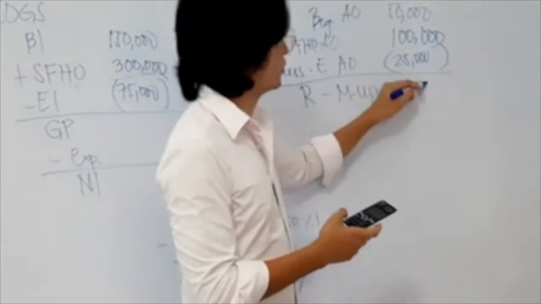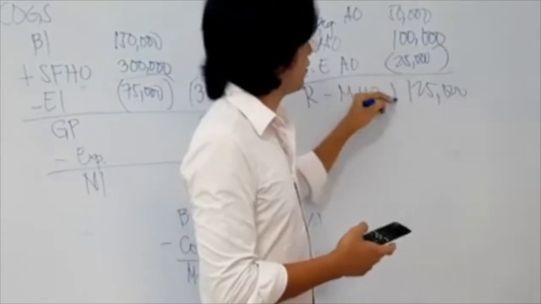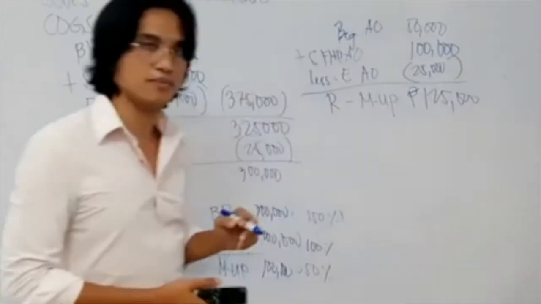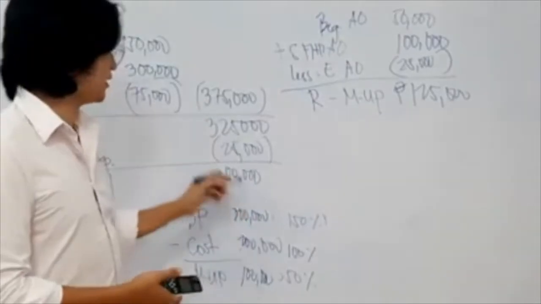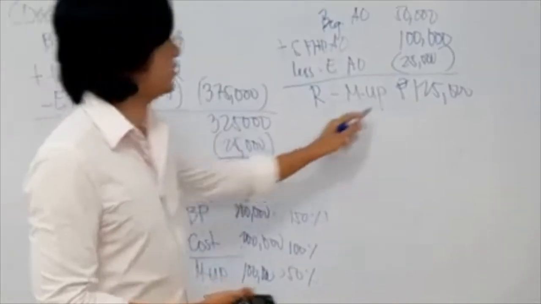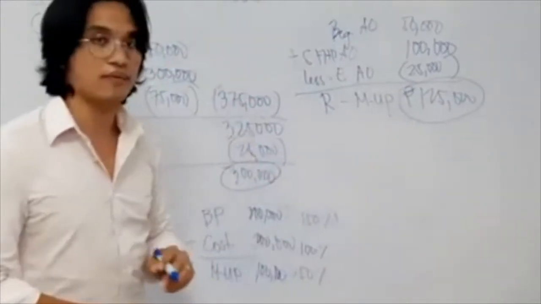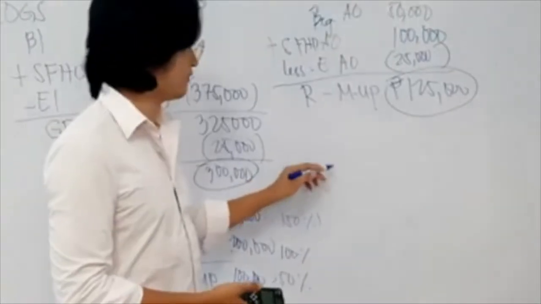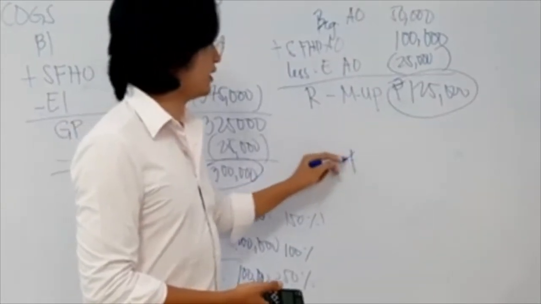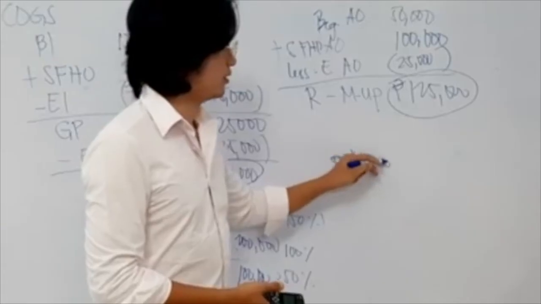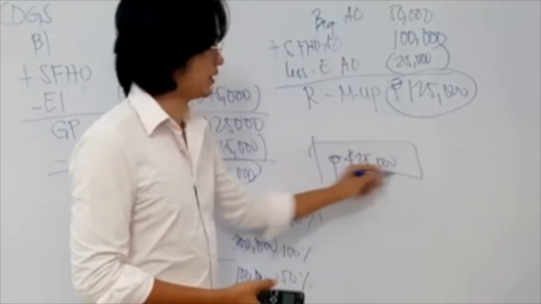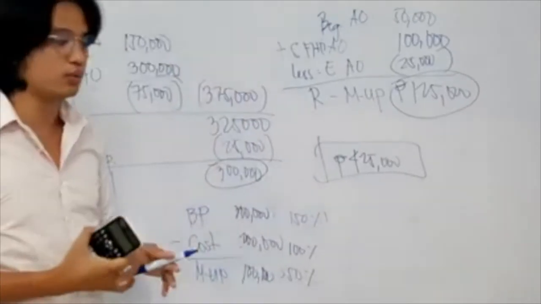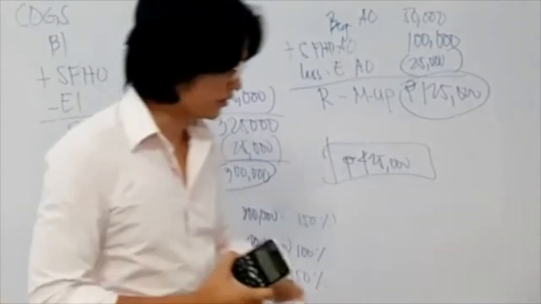you get 125,000. Now how do we get the branch net income? We just add 300,000 plus 125,000, which will give us 425,000. Okay. Now we go to method number 2.